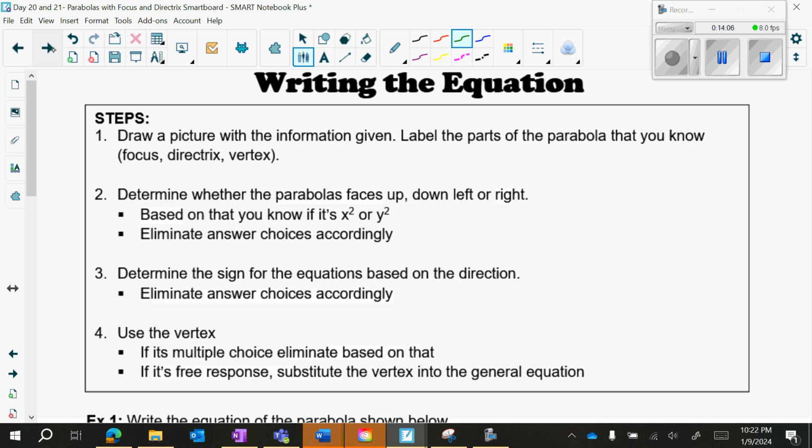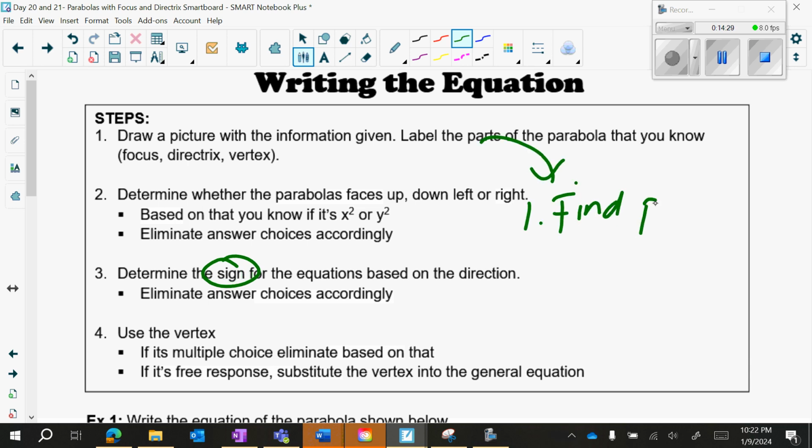The first thing I want to do is draw a picture, like I said, and sketch whatever I can, figure out if the graph is opening up or down or right or left, determine the sign. So if it's opening up, it would be positive, down, negative, right, positive, left, negative. And then I can use the vertex as well.